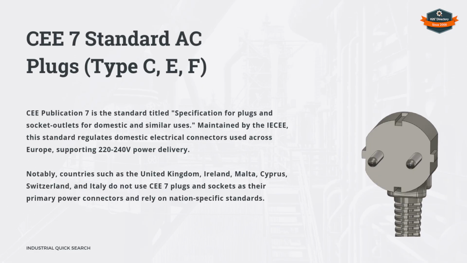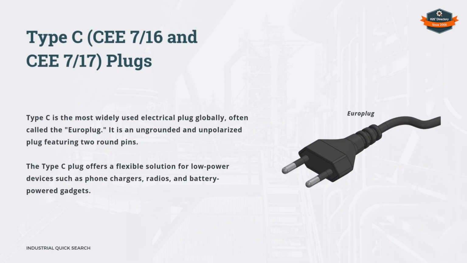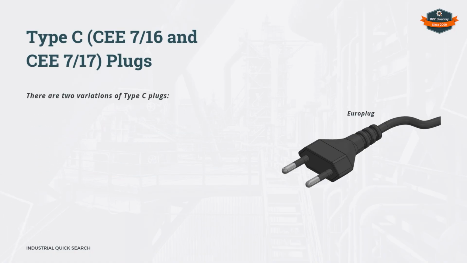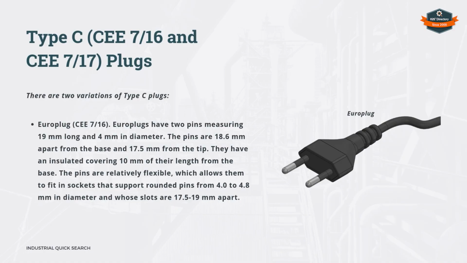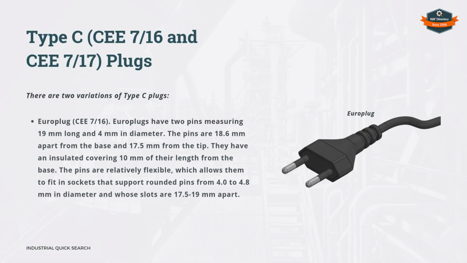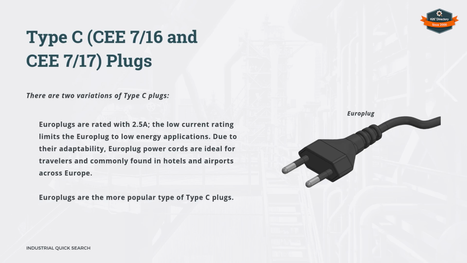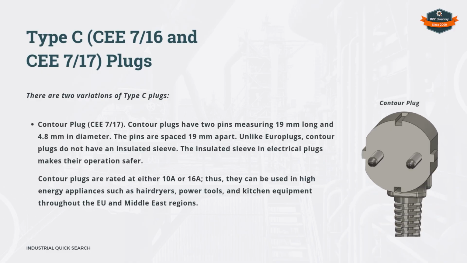CEE 7 standard AC plugs. Type C, E, F. Type C. CEE 7/16 and CEE 7/17 plugs. There are two variations of Type C plugs. Europlug. Contour plug.